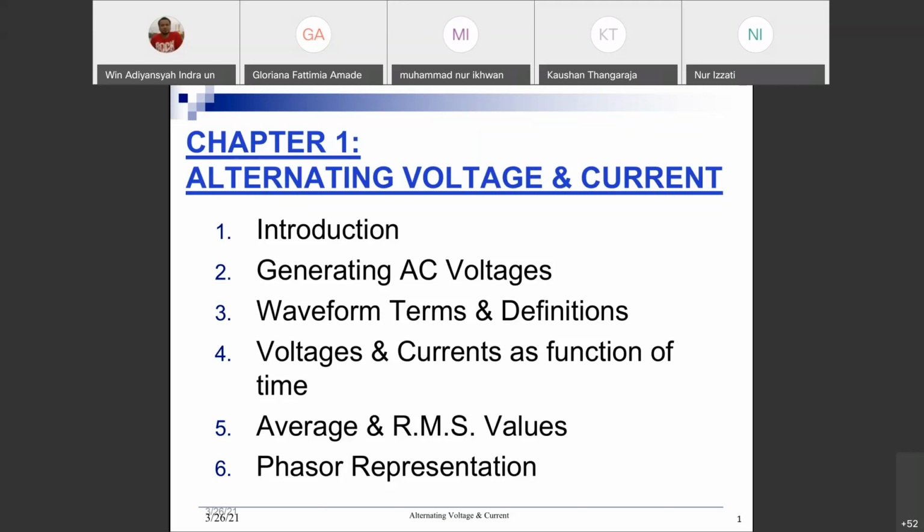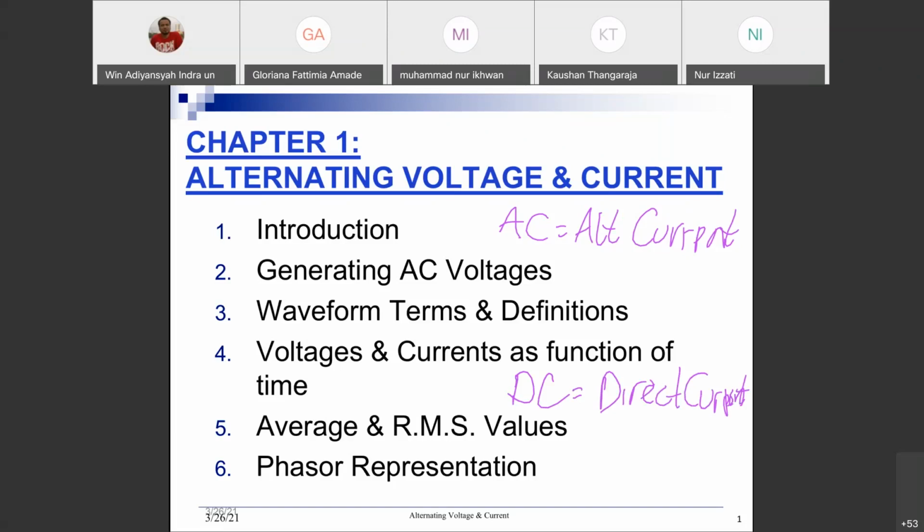Alternating voltage is actually AC. AC stands for alternating current. Does anyone have an idea what the opposite of AC is? You can answer or type in the chat room. DC, direct current. Yes, correct. DC, direct current.